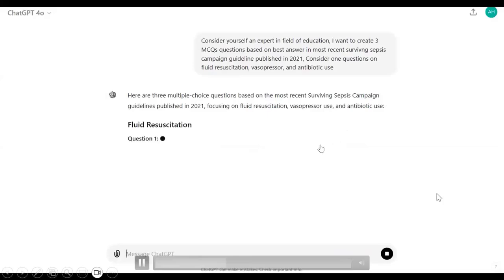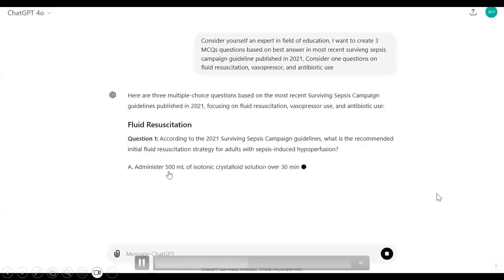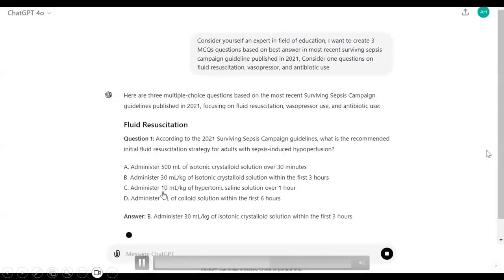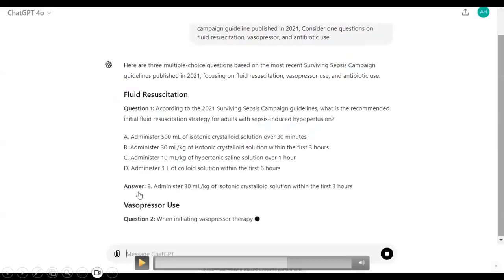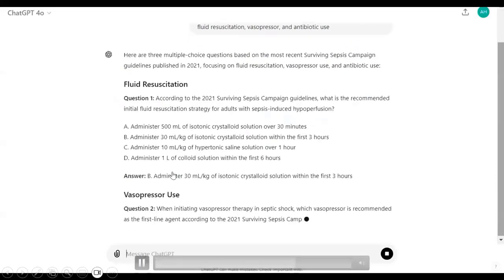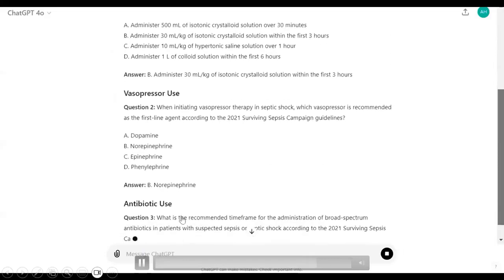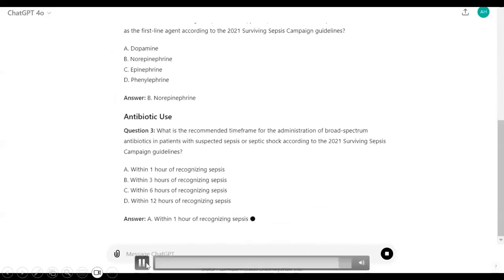When you put this prompt, you start with 3 MCQs. This is the first question with its answers, and it will give you the best answer. Then it starts with the second question, then the best answer, then the third question and the best answer. 1 for fluid, 1 for vasopressor, and 1 for antibiotics.